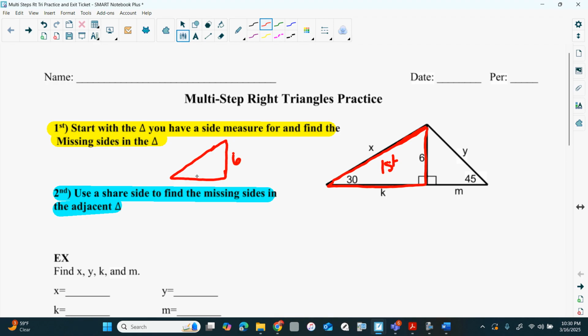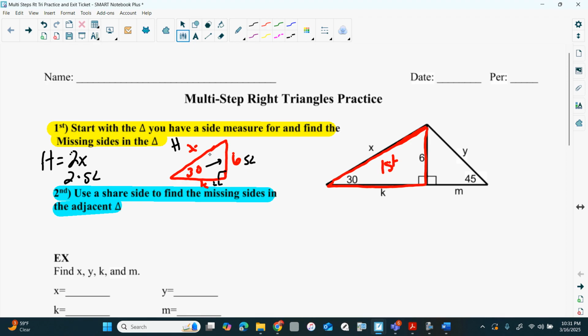We have 6, we have a 30 degrees, we have an X, and we have a K. You recognize that because this 6 is across from the 30, in this triangle it is the short leg, X is your hypotenuse, and K is your long leg. We want to find those missing sides. If you remember your 30-60-90 triangle rule, from the blue foldable we did last week before spring break, to get your hypotenuse, you just double the short leg. The rule for hypotenuse is 2x, or 2 times the short leg.